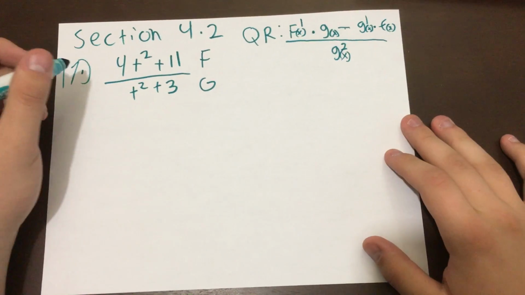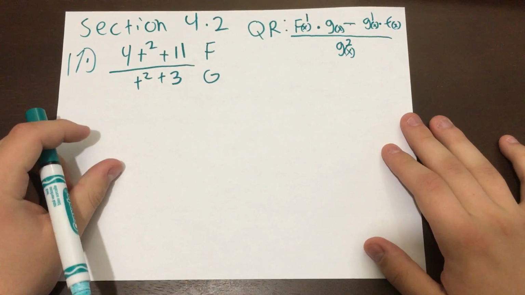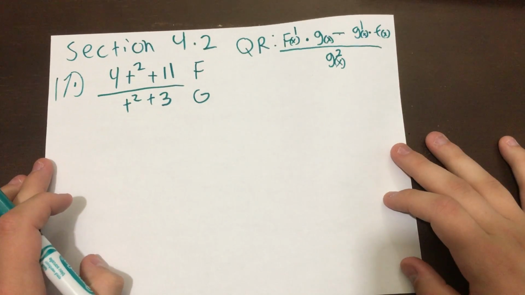Okay, so now we have section 4.2, question number 71. We're going to be using the quotient rule for this because it's asking for us to use the quotient rule to find the derivative of the following. So it basically tells us to use the quotient rule.